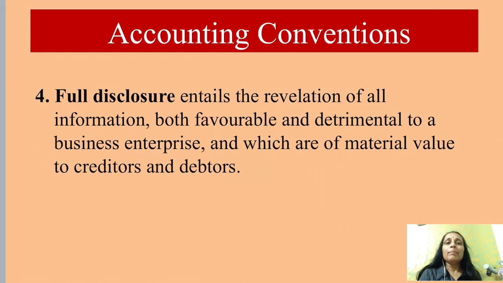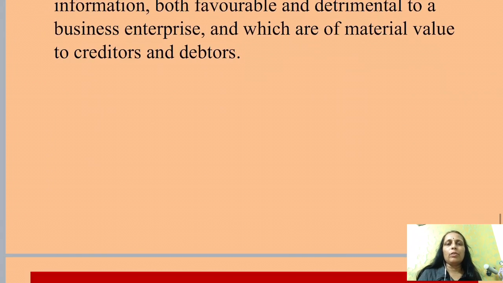Why? Because management in a big corporation is separate from the owners. Owners are external people. So, full disclosure means the financial statements or the books of account should be written in such a way that they have all the material facts disclosed about the company, about the internal operation of the company, to the external stakeholders.